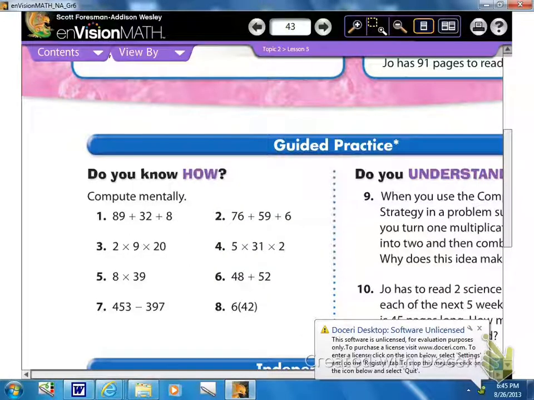Okay, for your homework, I'd like you to do the even problems in your book on guided practice 2, 4, 6, and 8. Using the commutative property of addition or multiplication, or compensation, or the distributive property, but however you can do this to solve it and show your work.